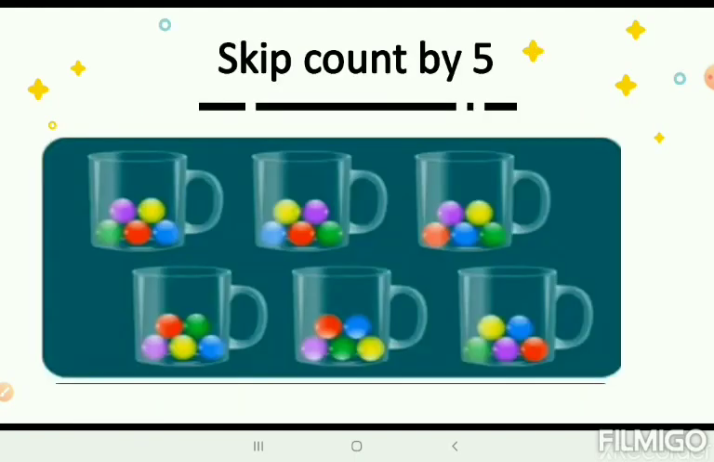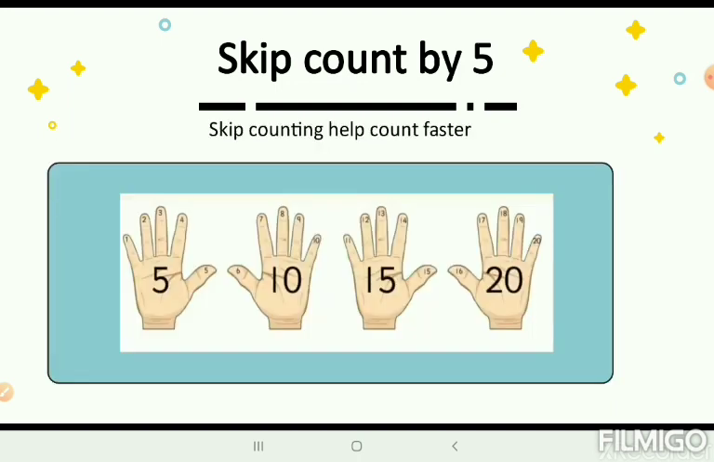Here, as you see in the picture, there are some cups and there are 5 balls inside each cup. So you are well familiar with what we are going to do. We are going to count in 5s. Like in the first cup you will see there is 5, in the second one also there is 5, so that adds up to 10. First is 5, then 10, then add another 5, 15, then add another 5, 20, 25, 30, 35. Like this, when we are counting in 5s.